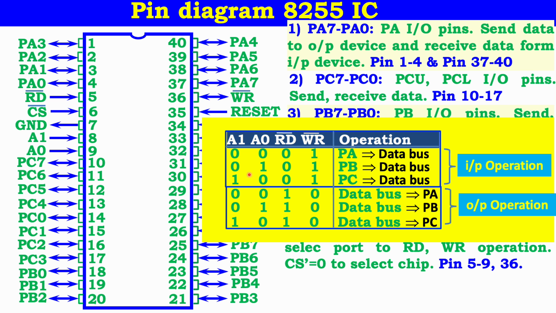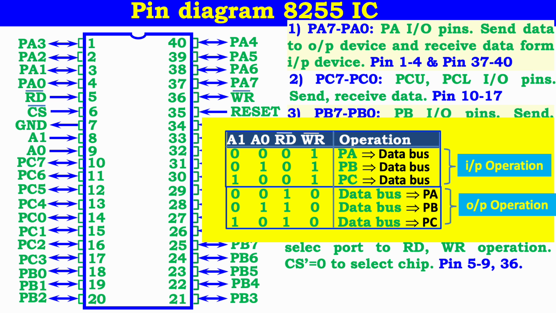We can take the same port A operation, port B operation and port C operation. Here the low active signal RD bar is 1. Now the write operation is performed by taking the data on the bus to port A, transferring the data bus to port B, and the same on port C. This is the output operation. This is the entire operation of the 8255 IC pin diagram.